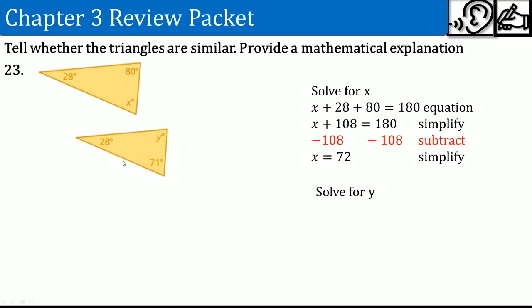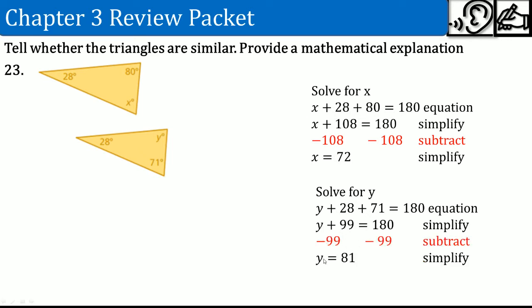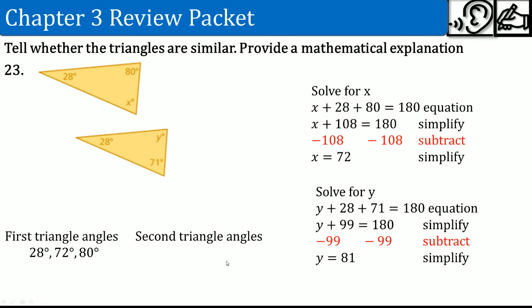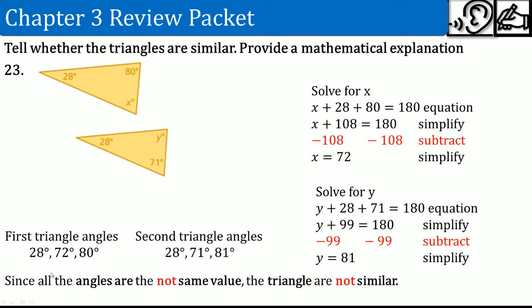Now you're going to solve for y. Again, you do your interior angle theorem. So 28 plus y plus 71. I just wrote it in a different order. y plus 28 plus 71 equals 180. Okay, 28 plus 71 is 99. Subtract 99 from both sides, you get y equals 81. So your first triangle, you have 28 degrees, 72 degrees, and 80 degrees. Your second triangle was 28 degrees, 71 degrees, and 81 degrees. Are these the same? No. So since all the angles are not the same value, you would say that the triangles are not similar.